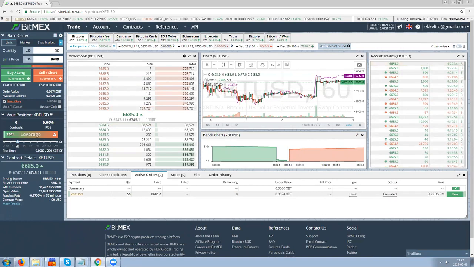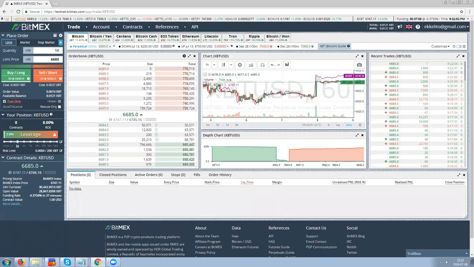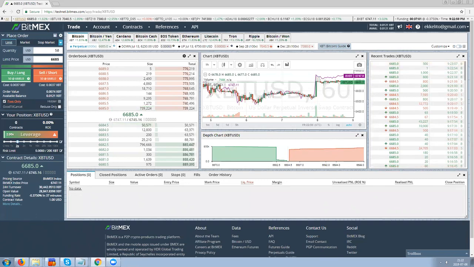When it comes to positions here, there will come up a button that says close in a limit order, and then there will be a market button here. So if you just click on the market button, it will automatically close you out of the deal instantly. That's a really cool thing too.